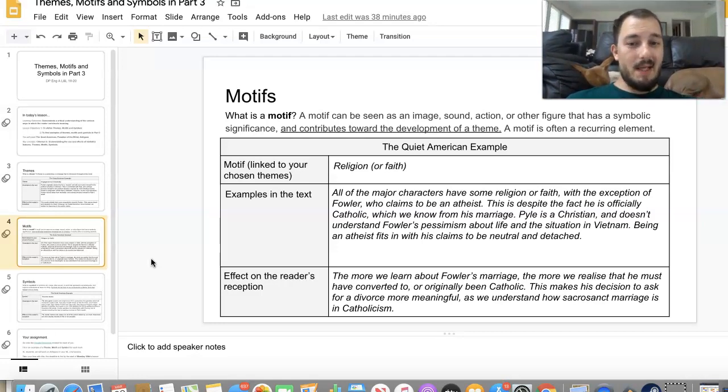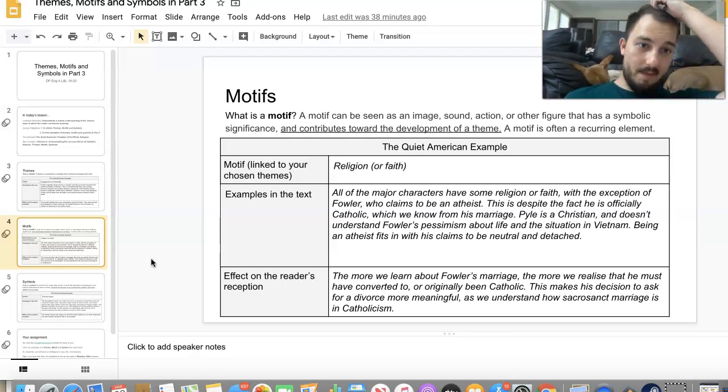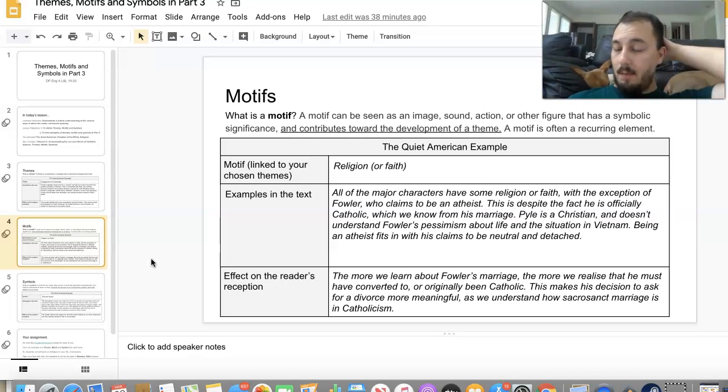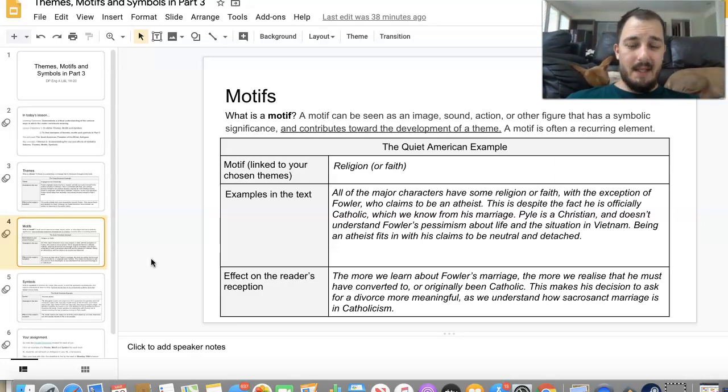Whereas Pyle is a Christian, and he doesn't understand why Fowler is so pessimistic about life and what's happening in Vietnam. And for Fowler to be an atheist, I think it really fits in with his view of being neutral and detached. The more we learn about Fowler's marriage, I think as a reader, the more we realize that he must be Catholic, and so he's being hypocritical. Also we understand how important it is for him to ask for a divorce, because obviously in Catholicism, divorce is a taboo.